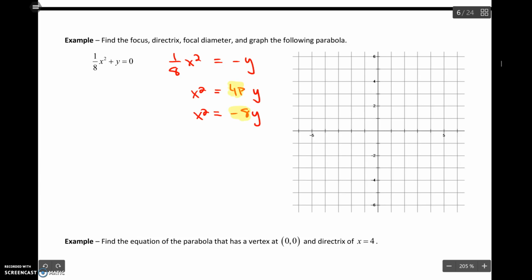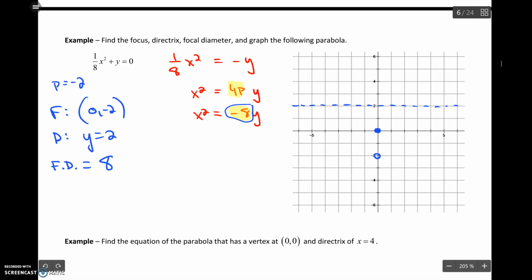I don't think we have to set up an equation to solve this one. We can just see that p is equal to negative 2. So again, the p value is negative, so it's going to be to the left or down, in the negative direction. This is a y equals x squared parabola, so that's an up-down. So that means focus here, vertex there, down 2 units focus, up 2 units directrix. Focus has the coordinates 0, negative 2. Directrix has the equation y equals 2. Focal diameter has a length of absolute value of negative 8, so positive 8.